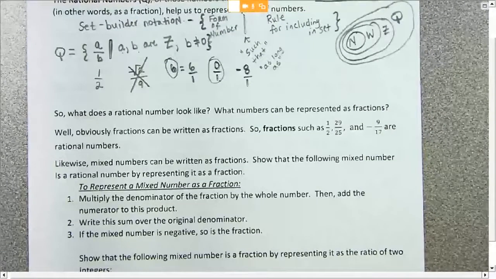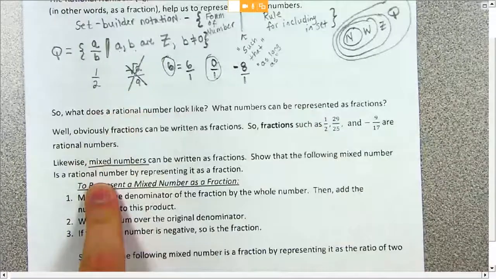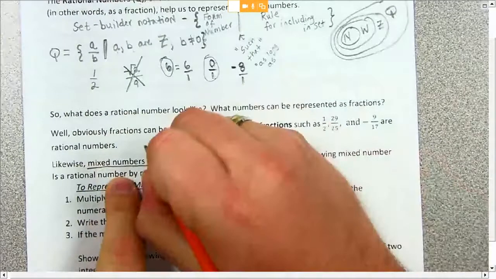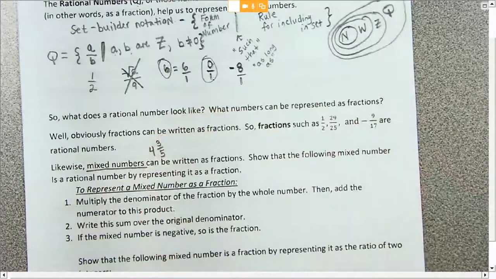So, what about mixed numbers? Do you remember mixed numbers? Mixed numbers are whole numbers that have been added to a fraction. So 4 3/5 is an example of a mixed number. Is that a rational number? Something is a rational number as long as you can write it as a fraction. So can I write a mixed number as a fraction? Yeah, I can. I can write it as an improper fraction.